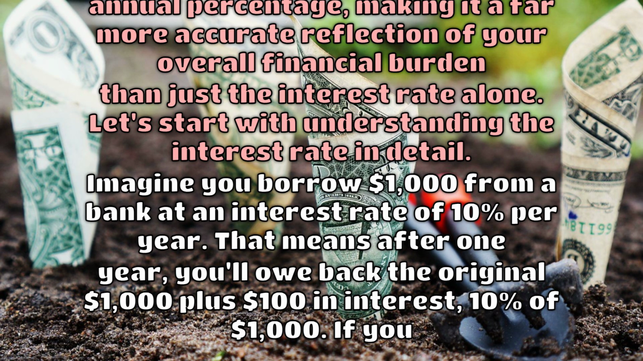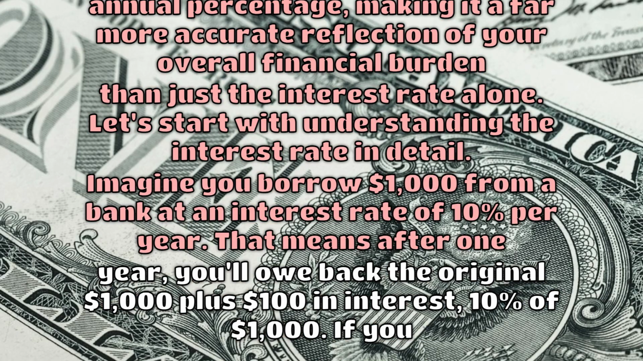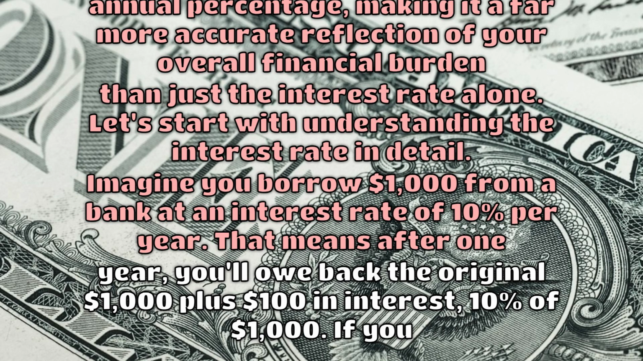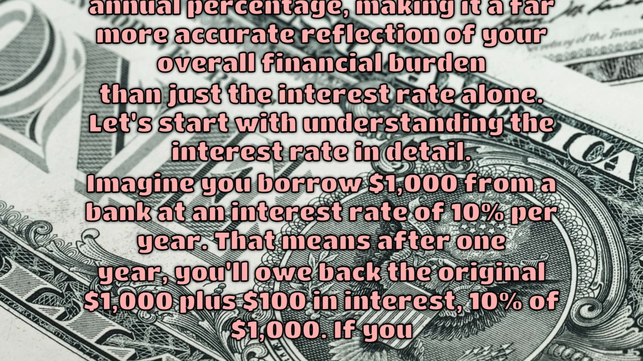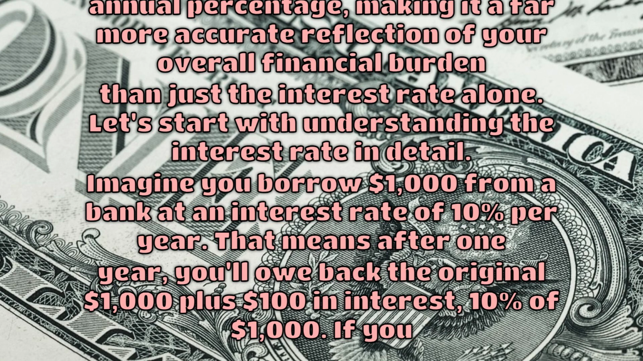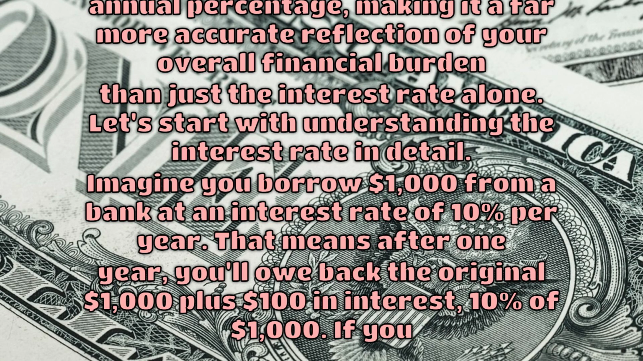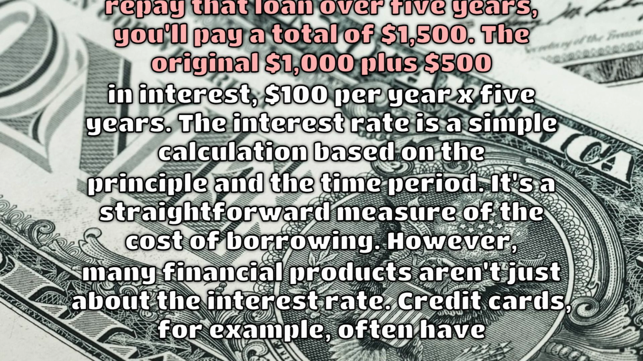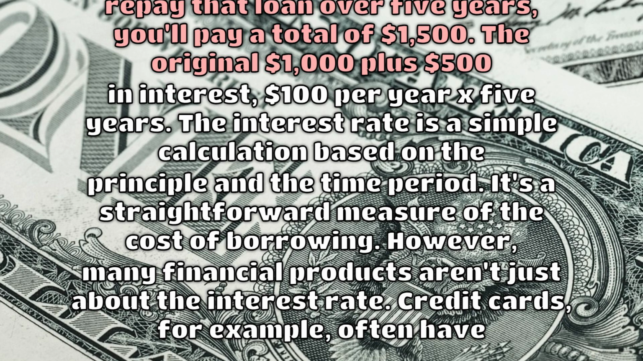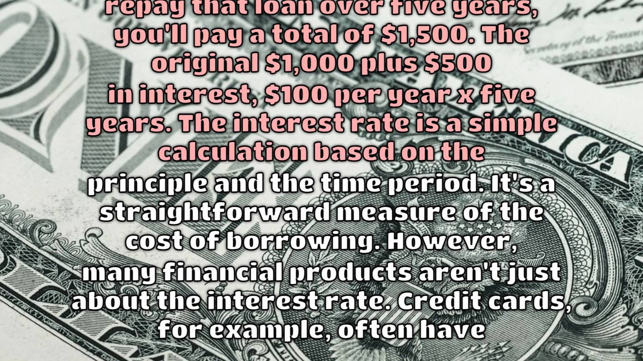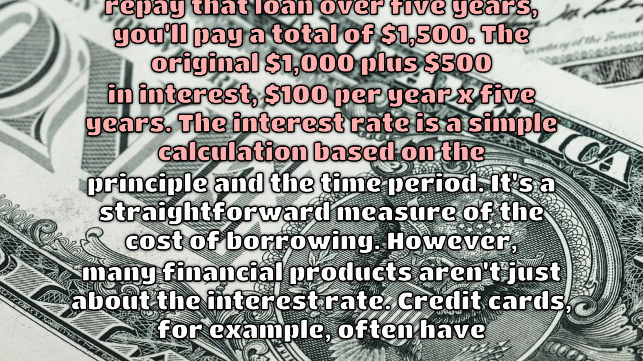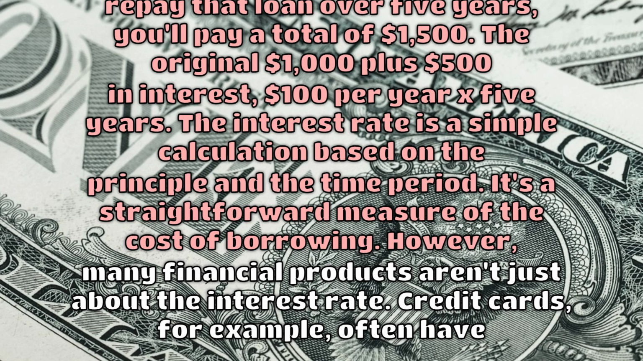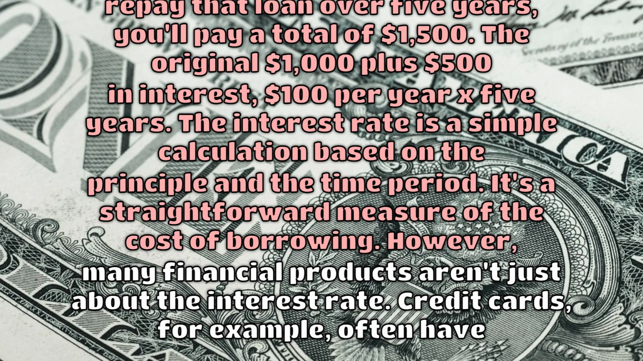Let's start with understanding the interest rate in detail. Imagine you borrow $1,000 from a bank at an interest rate of 10% per year. That means after 1 year, you'll owe back the original $1,000 plus $100 in interest, 10% of $1,000. If you repay that loan over 5 years, you'll pay a total of $1,500, the original $1,000 plus $500 in interest, $100 per year x 5 years. The interest rate is a simple calculation based on the principal and the time period. It's a straightforward measure of the cost of borrowing.